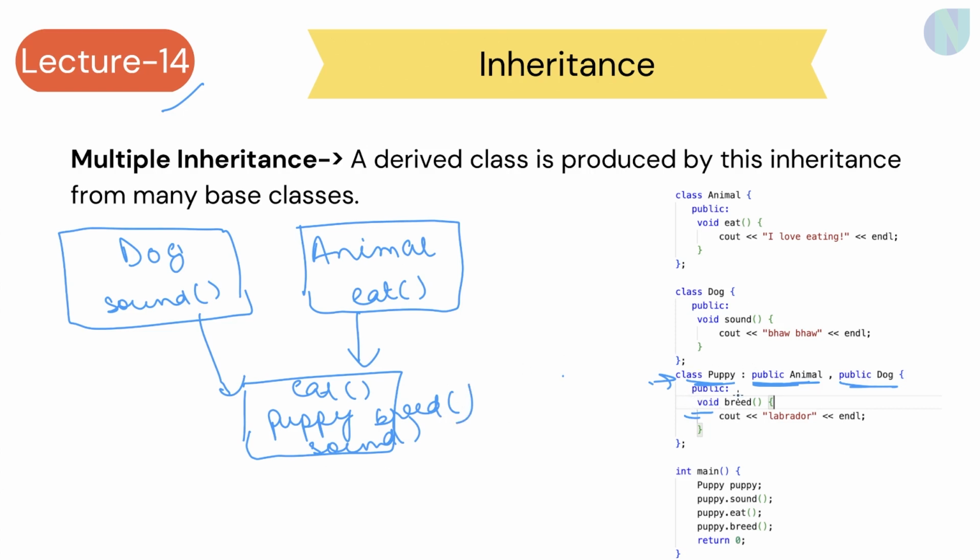Whenever you want to derive properties from multiple base classes, you can just give a comma along with the access specifier and the class name. So the derived class name, then the colon, then the access specifier and the base class name. Then if there are more base classes, you can just give a comma and add the other base classes. Now here breed is present. In int main, we have created an object of the class puppy. Now puppy.sound we can call, puppy.eat we can call, and puppy.breed we can call, because all three properties now exist in puppy. So this was all about multiple inheritance.